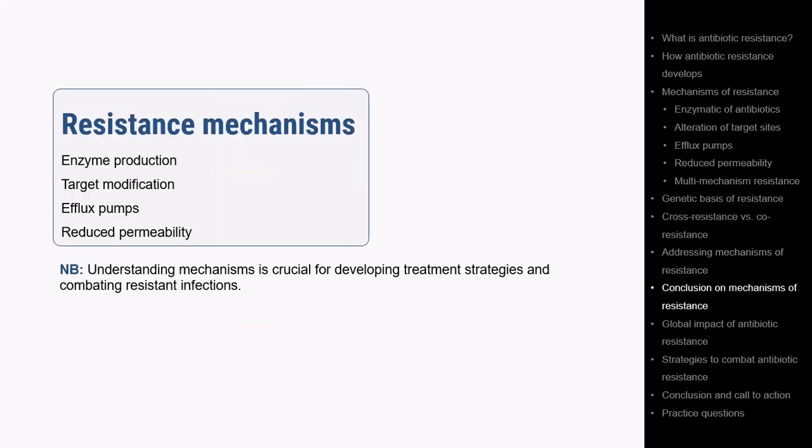In summary, bacteria have evolved various mechanisms to resist antibiotics, including enzyme production, target modification, efflux pumps, and reduced permeability. These mechanisms can occur individually or in combination, complicating treatment options and leading to multi-drug resistance. Understanding these mechanisms is crucial for healthcare providers to develop effective treatment strategies and reduce the spread of antibiotic-resistant infections.